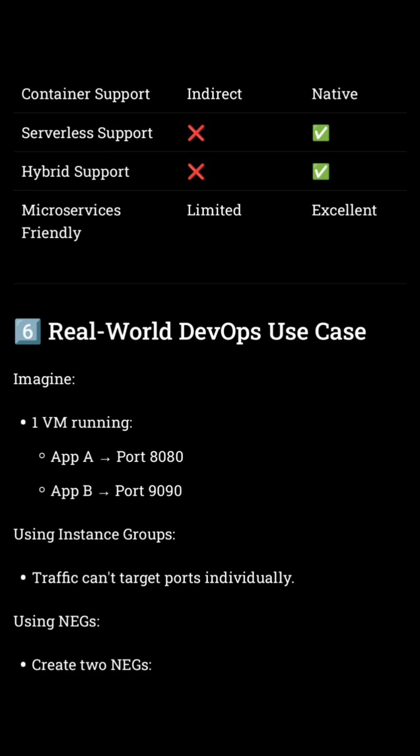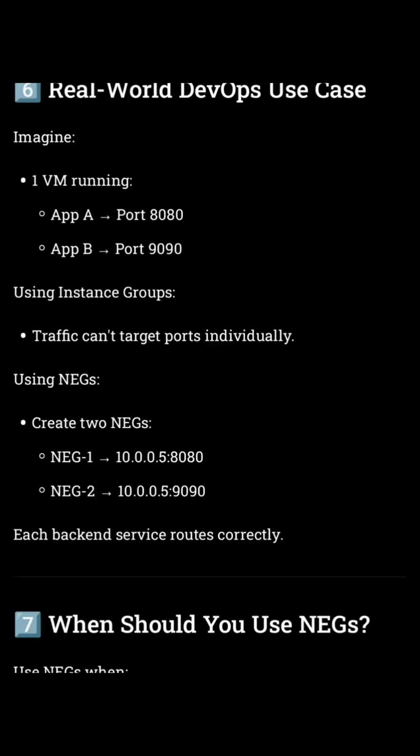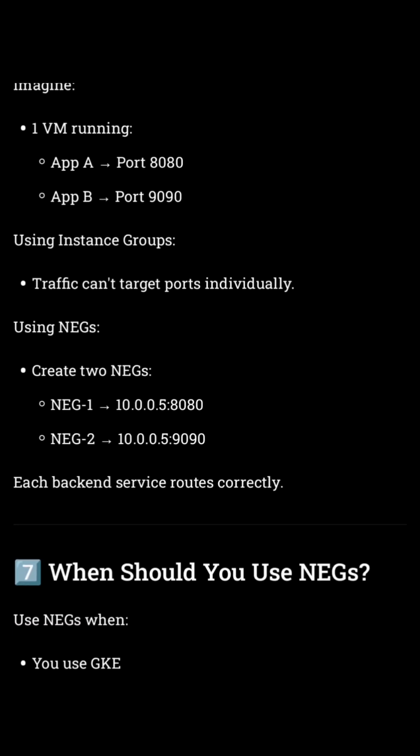And now a real-world DevOps use case. Imagine one VM is running app A on port 8080 and another app B on port 9090. Using an instance group, the traffic can't target each port individually, because the entire VM is getting the traffic, and not each service on its port.